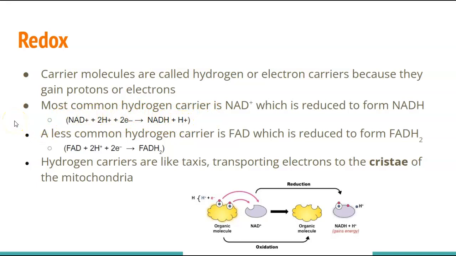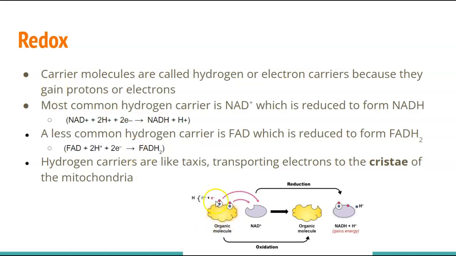And then less common but still present in cellular respiration is FAD, which is reduced to form FADH. So again, all of these are just carrier molecules to bring electron carriers throughout the entire process. So these hydrogen carriers are like taxis. They just transport electrons to the cristae of the mitochondria, which is just inside the mitochondria.